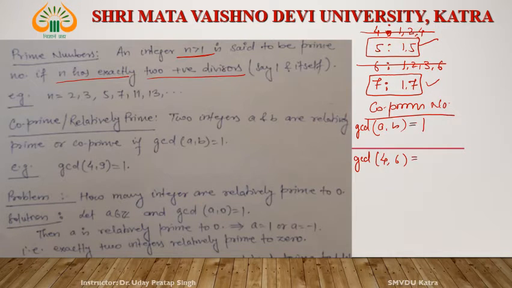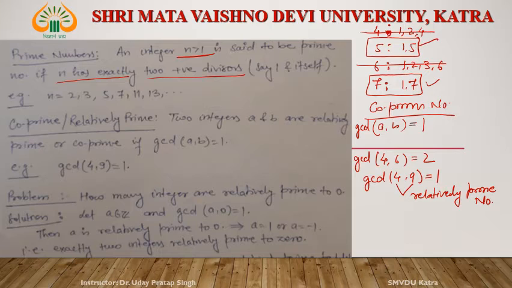GCD of 4 and 6 is 2. What is GCD of 4 and 9? That is 1. If GCD of two numbers is 1, then these numbers are relatively prime. These numbers are relatively prime numbers, right?